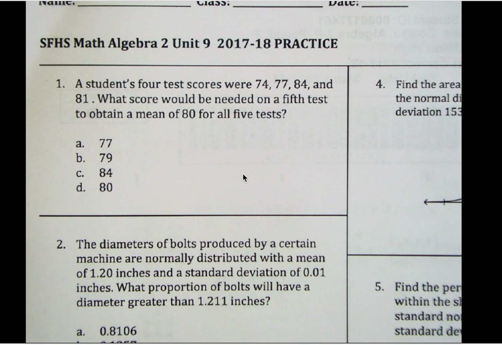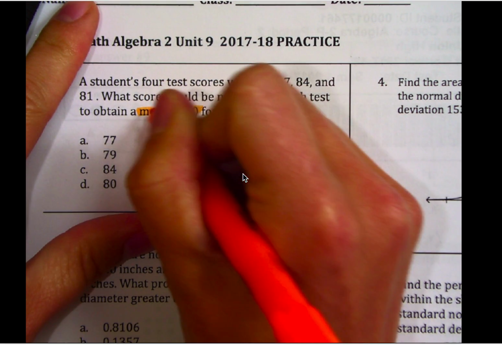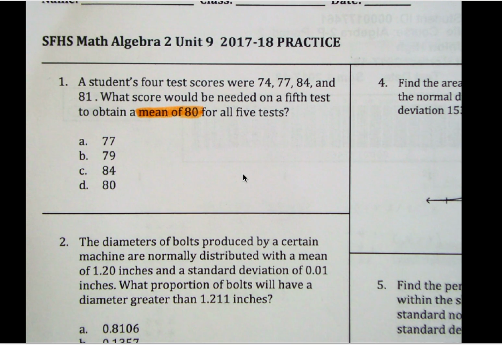For number 1, we have 4 test scores: 74, 77, 84, and 81. They want to know what score would be needed on a 5th test to obtain a mean of 80 for all 5 tests. So this phrase, mean of 80, should make you think about your procedure for finding this answer.